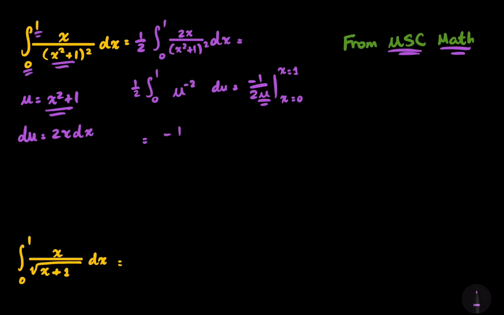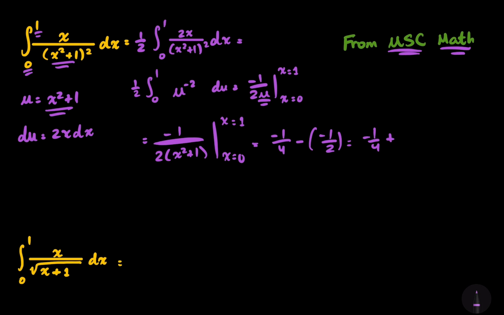So that's 1 over 2 times, and we said that u is equal to x squared plus 1, so we just have to resubstitute. Then we're evaluating this from x equals 0 to x equals 1. When we evaluate it at x equals 1 first, we get negative 1 over 4. Subtracting that from what we get when we evaluate at 0, which is negative 1 over 2, so that becomes negative 1/4 plus 1/2. 1/2 is just 2 over 4, so 2 over 4 minus 1 over 4 is just positive 1/4. If I didn't make any arithmetic errors.